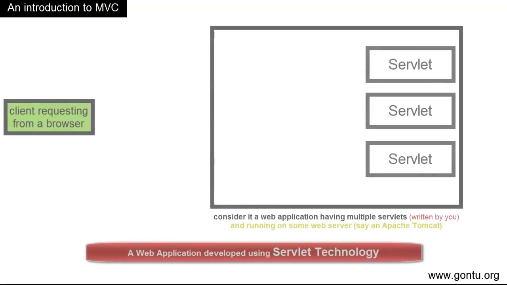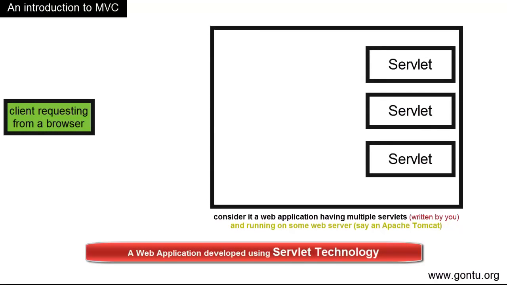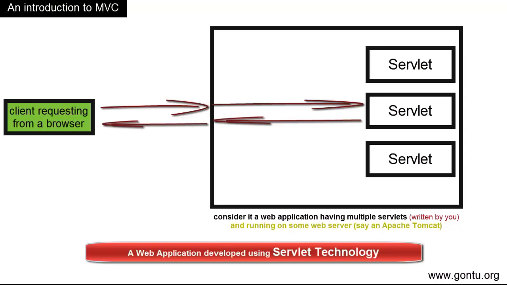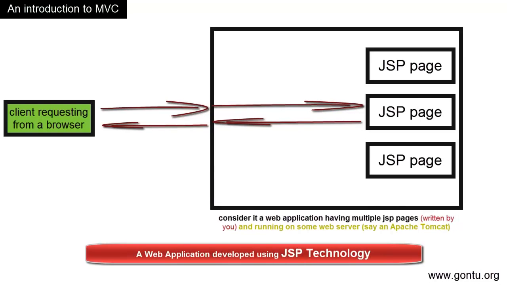A typical web application developed using a servlet technology looks like this. Here, the client requests for a web page to the application, and then based on the URL, the request is mapped to a particular servlet. The servlet processes the request and sends back HTML along with data as the response to the client's browser. In the same way, a typical web application developed using a JSP technology does the same thing. Here also, the client requests for a web page and based on the URL, a particular JSP page prepares and sends a response to the client's browser.